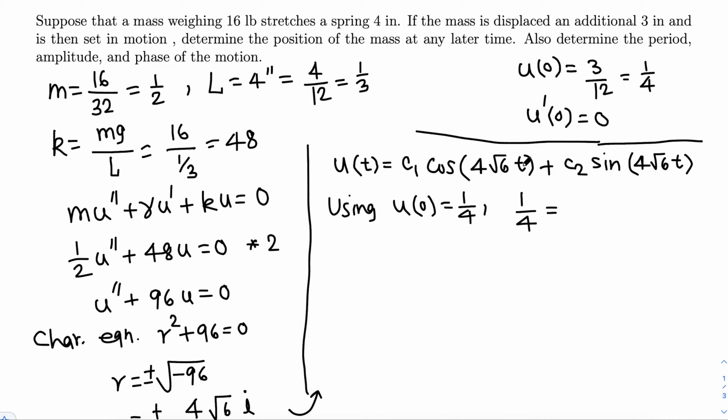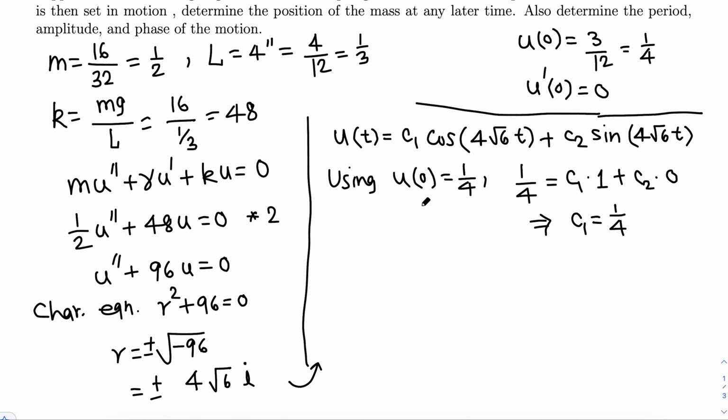C1 times cosine 0. C1 times cosine when t is 0, so cosine 0 is 1, plus C2 times sine 0, which is 0. So 1/4 equals C1. That is, C1 equals 1/4. Now we need to find the derivative of this solution to use the second initial value, because u prime at 0 equals 0.